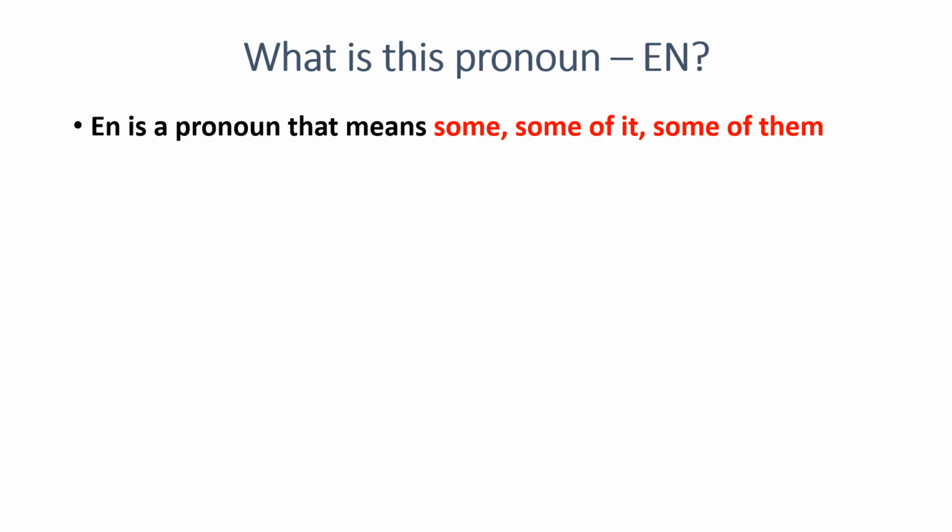En is a pronoun that means some. It has many meanings. Mostly it means some. It means some of it, and it means some of them. All right? It means some of it, or some of them.